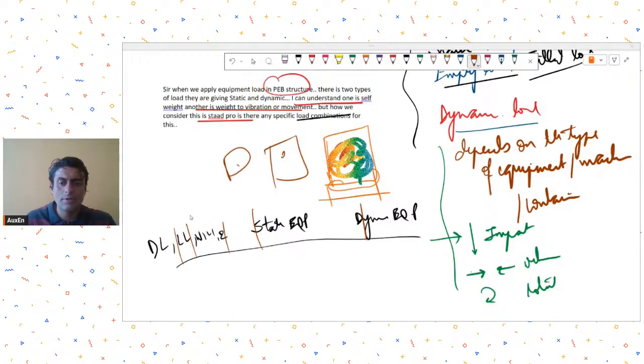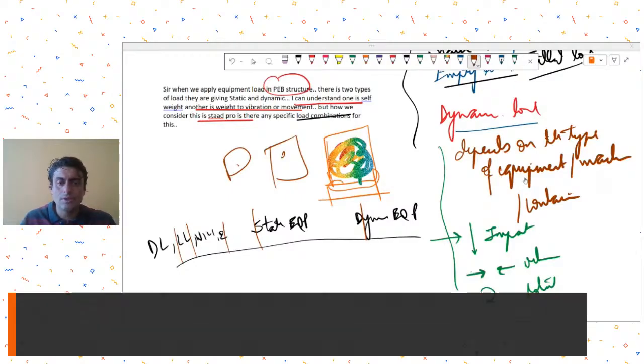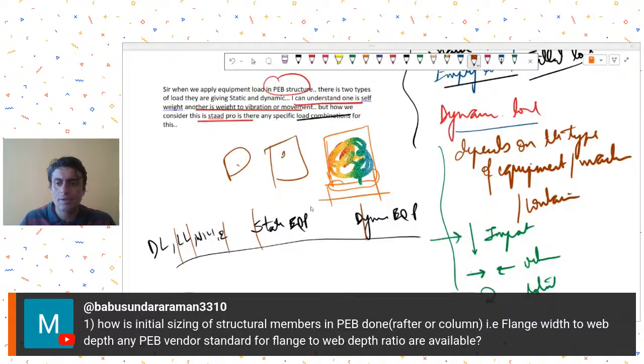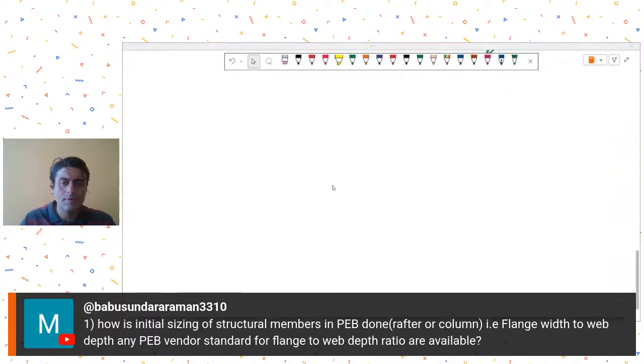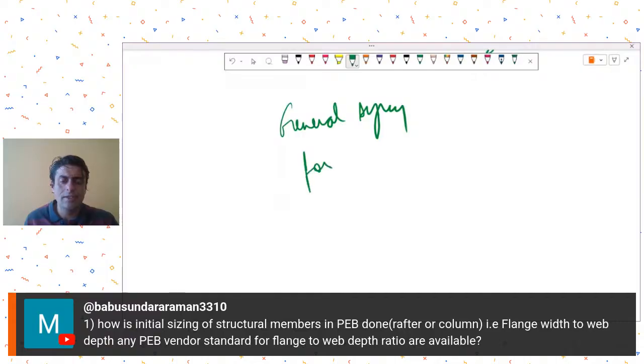So the first query is by engineer Babu Sundara Raman. He is asking, how is the initial sizing of structural members in PEB? So he's talking about three plate sections, that is flange width to web depth, any PEB vendor standard for flange. Okay, so how do they do the detail general sizing for three plate sections?